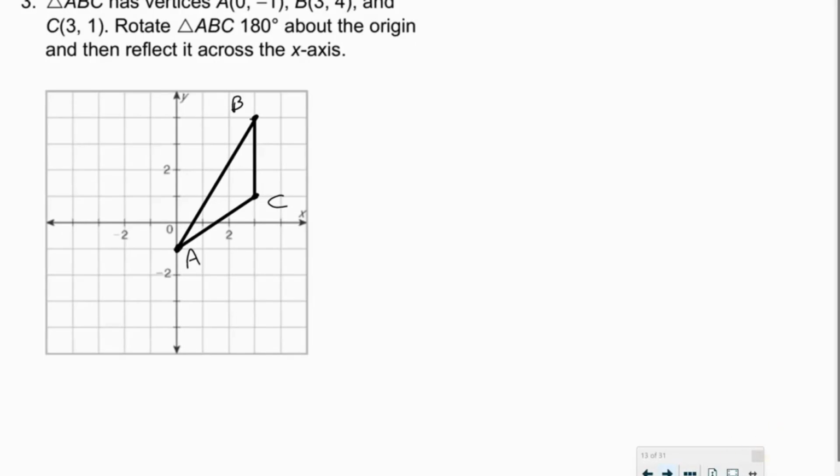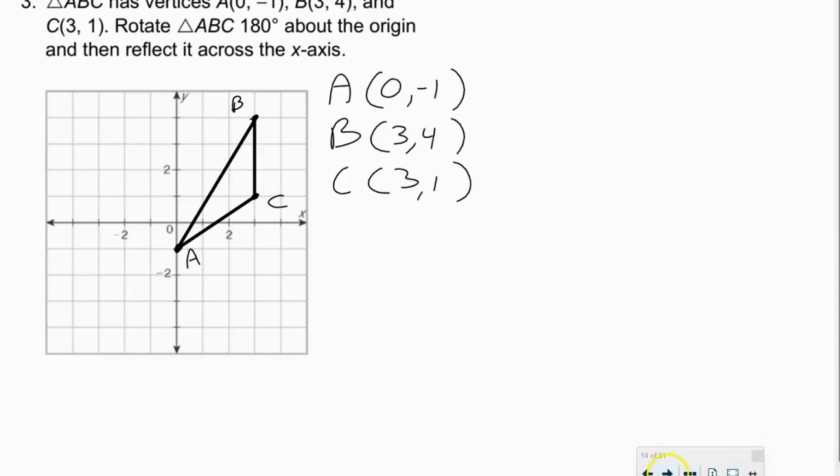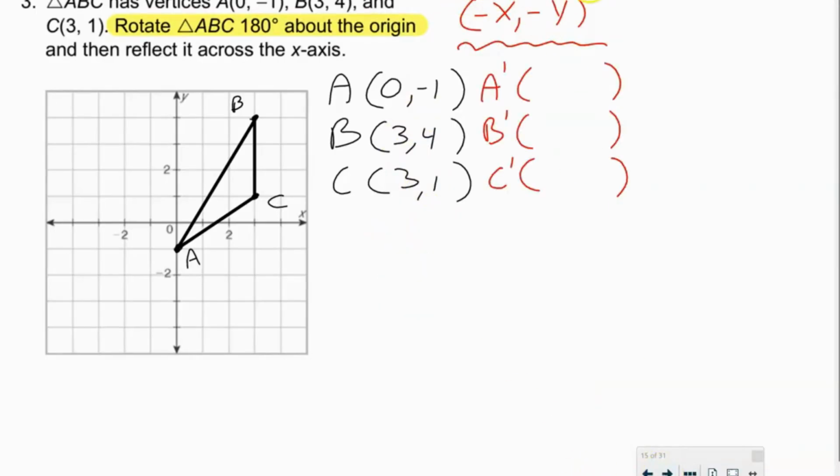All right, now I'm going to write out these original points side by side, because what I want to do next is rotate 180 degrees. If you look at your notes, when you rotate 180 degrees, you keep the X and the Y the same, but you just change the signs. So this is going to be A prime, B prime, and C prime. And this is what the numbers should be. I'm taking the 0, -1 and changing the sign. The 0 you can't change. The 1 I made positive.